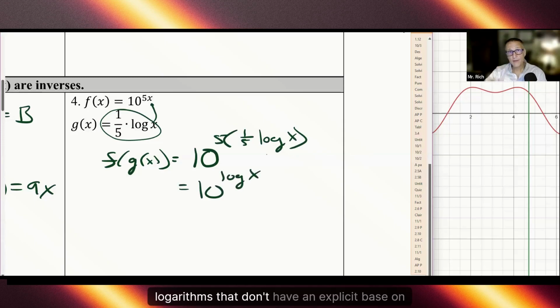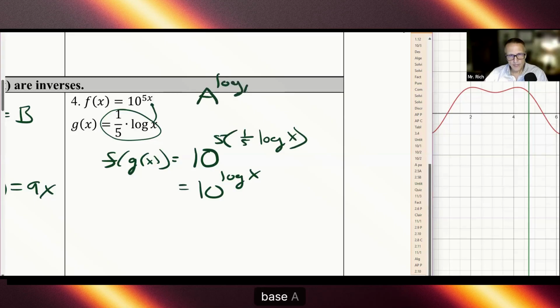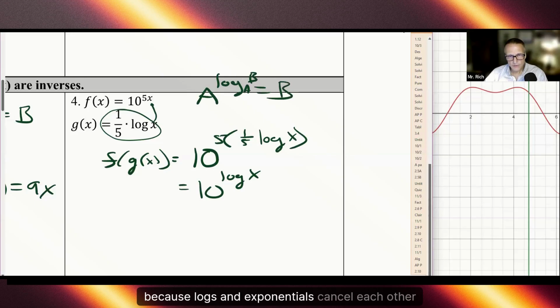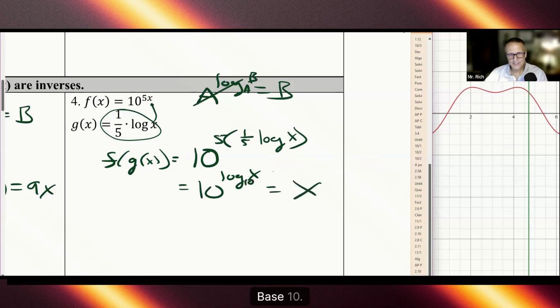Remember, logarithms that don't have an explicit base on them are log base 10. And I'm using this property: a raised to the log base a of b is b, because logs and exponentials cancel each other out. They are inverses of each other. This actually is x, because this is an invisible base 10. So it's x. So that checks.